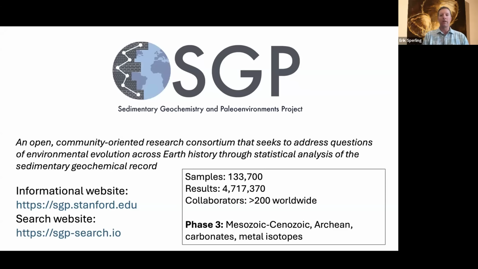We're now jumping into our phase three data acquisition phase and science phase. And in this, we're hoping to get more data from Mesozoic and Cenozoic samples, more Archean samples, and data from carbonates, and data from metal isotope systems. And so that segues well into our proxy primer today with thallium isotopes.